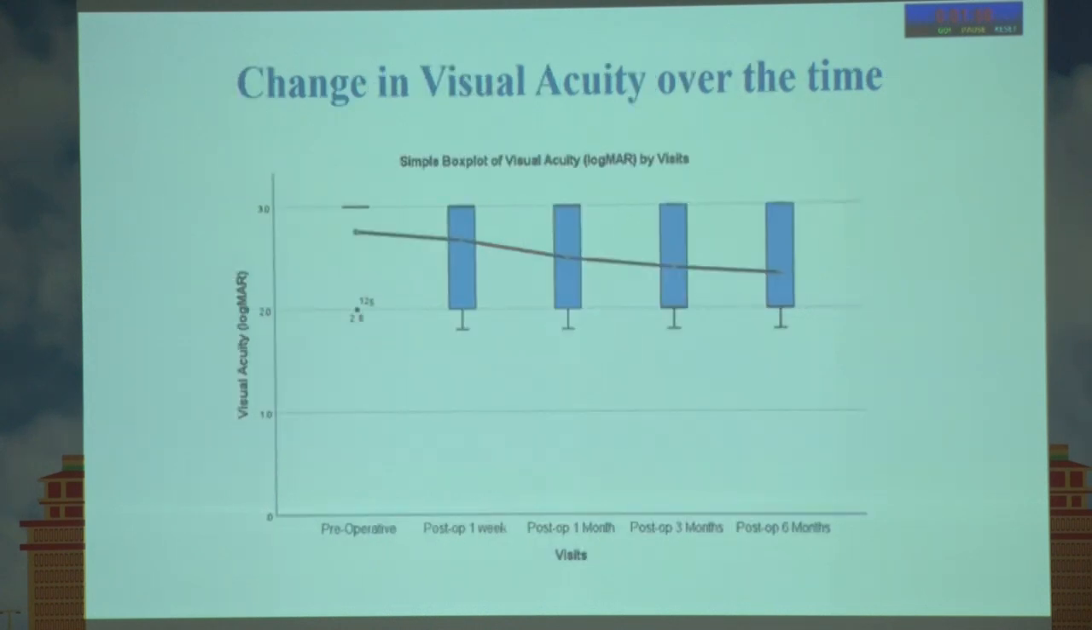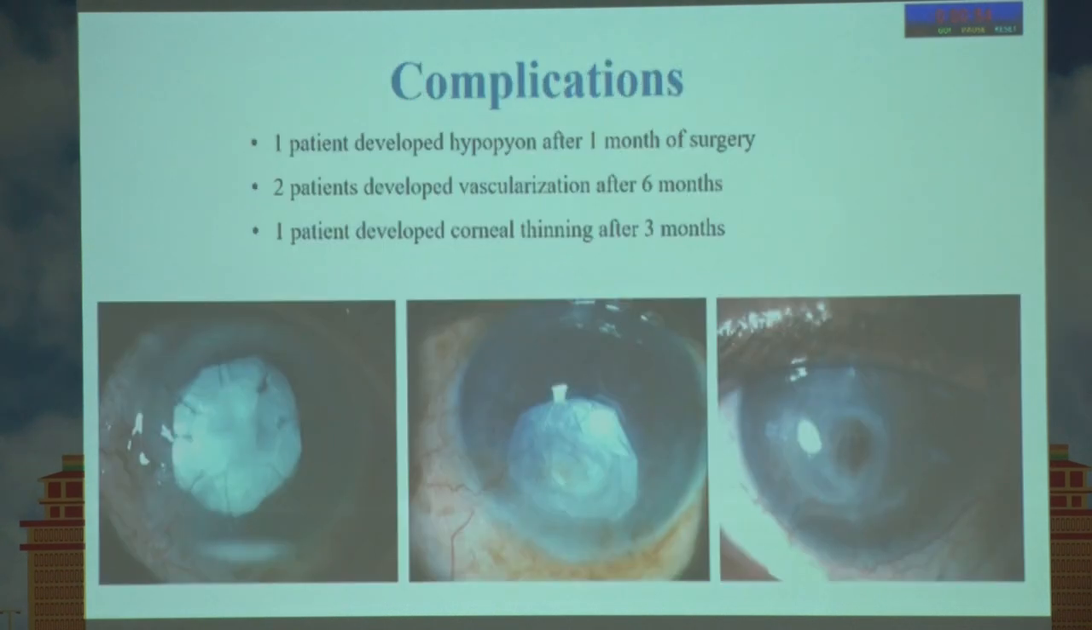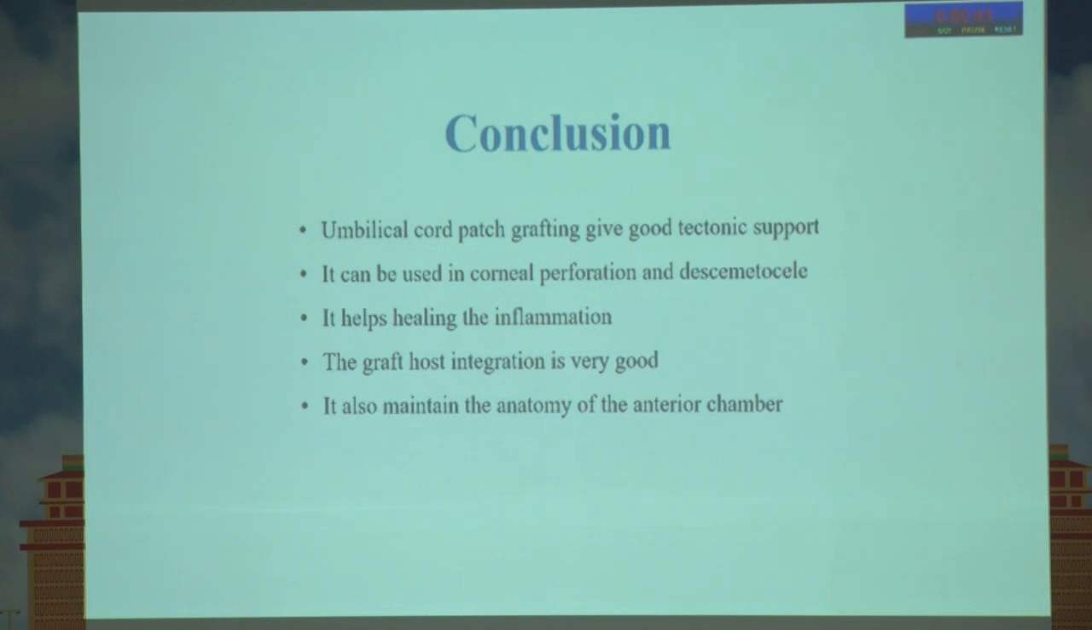There was no significant change of the visual acuity over time in central perforation, though in peripheral perforation there is an increase. The anterior chamber depth showed no significant change. In this time period, we have seen one patient has developed hypopyon, two patients have developed vascularization, and one patient has developed corneal thinning. As a conclusion, I can say that umbilical cord patch grafting gives a good tectonic support for the corneal perforation and descemetocele.